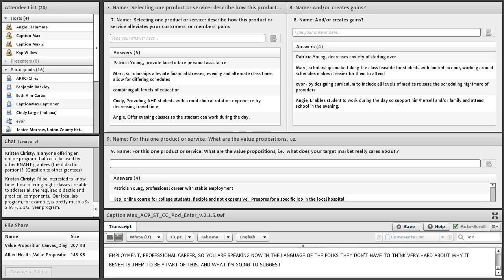Yes, nice, Pat, you've said basically stable employment, professional career. So you're speaking now in the language of the folks that they don't have to think very hard about why it benefits them to be a part of this. And what I'm going to suggest is that each one of these steps of questions might seem like they're not very different from each other, but it's shifting your own thinking as you move through to the last phase of articulating a succinct and impactful value proposition.